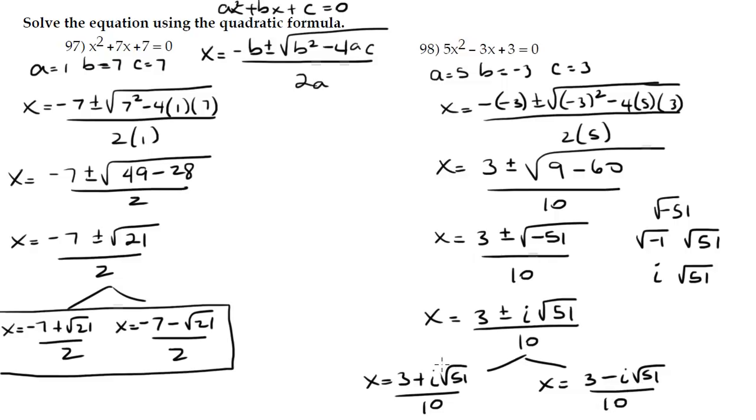And if you wanted to express this in a plus bi form, it'll be 3 over 10 plus i radical 51 over 10. You would just split it. But again, I'm not sure what the multiple choice looks like.